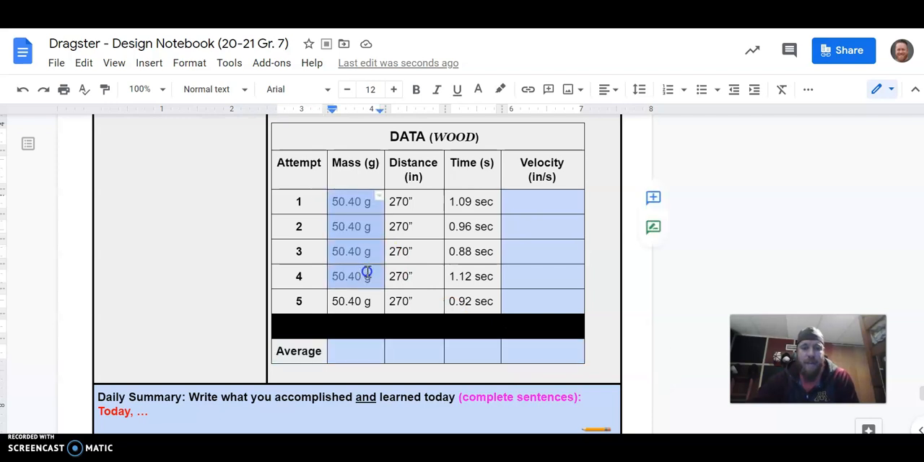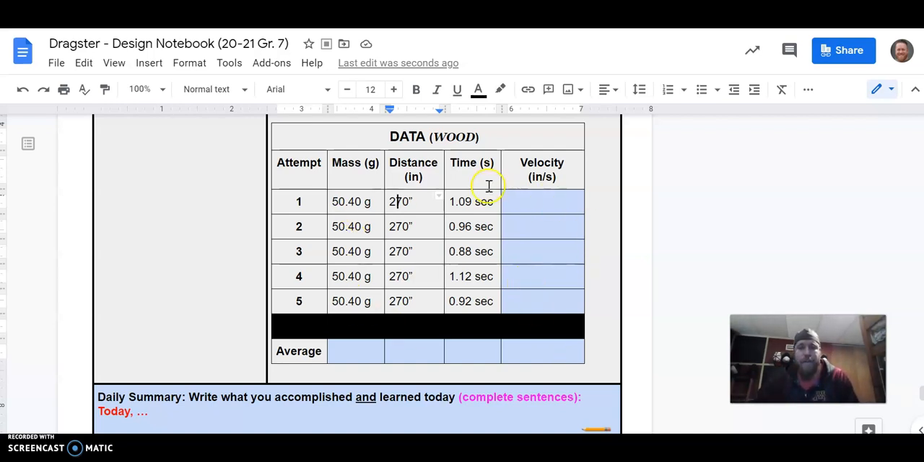What was the mass? Add all those up, divide by 5. Same thing with the distance, the time, and your velocities to calculate your averages. This is important information because we're going to use that next time as we reflect and think back about what are the differences now between our wooden car and our plastic car, and try to explain some of the differences. Why are there differences there?